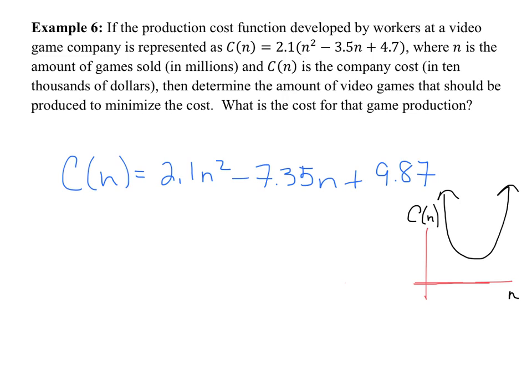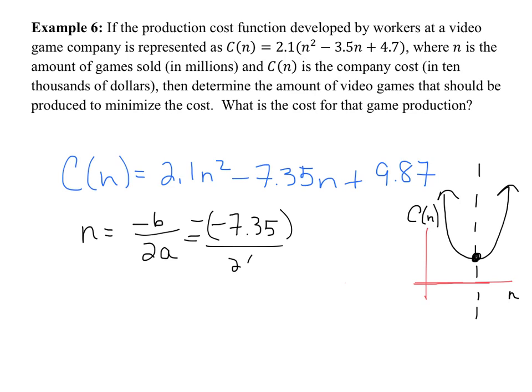So you should know that it'll definitely be in your first quadrant. So we find the axis of symmetry because we want to figure out what the vertex is. And the vertex is right here on the axis of symmetry. So as Luca said, we're going to use n equals negative b over 2a. I use n instead of x because n is along my x-axis now. Negative b, or negative 7.35 over 2 times 2.1. What do you get for that? 1.75.